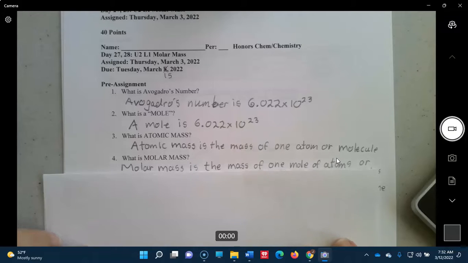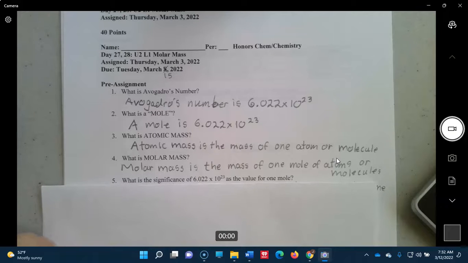What is molar mass? Molar mass is the mass of 1 mole of atoms or molecules. So if you have 1 mole, that's 6.022 times 10 to the 23rd oxygen atoms, and they have an atomic mass of 16 AMU, then the molar mass is 16 grams.